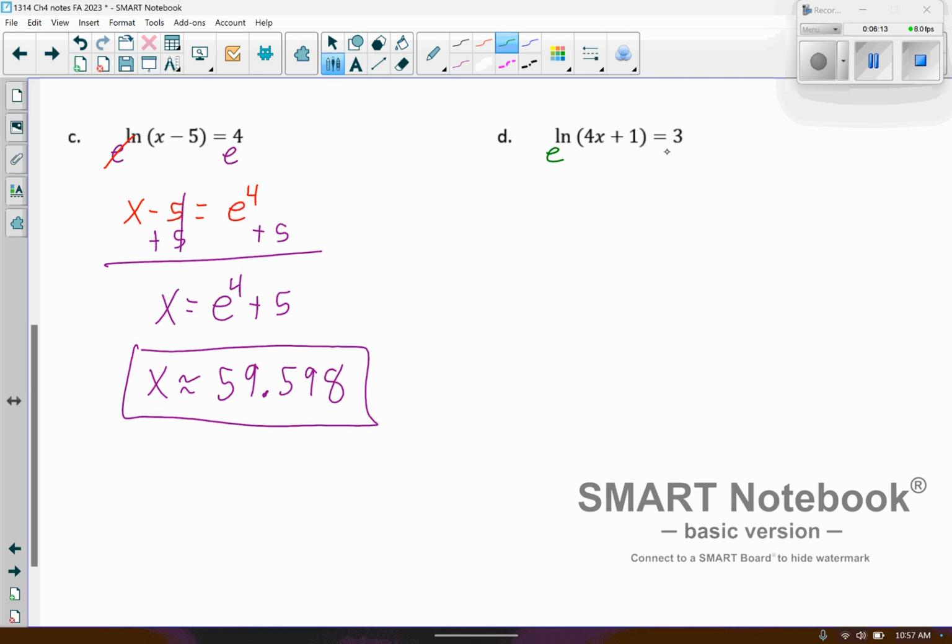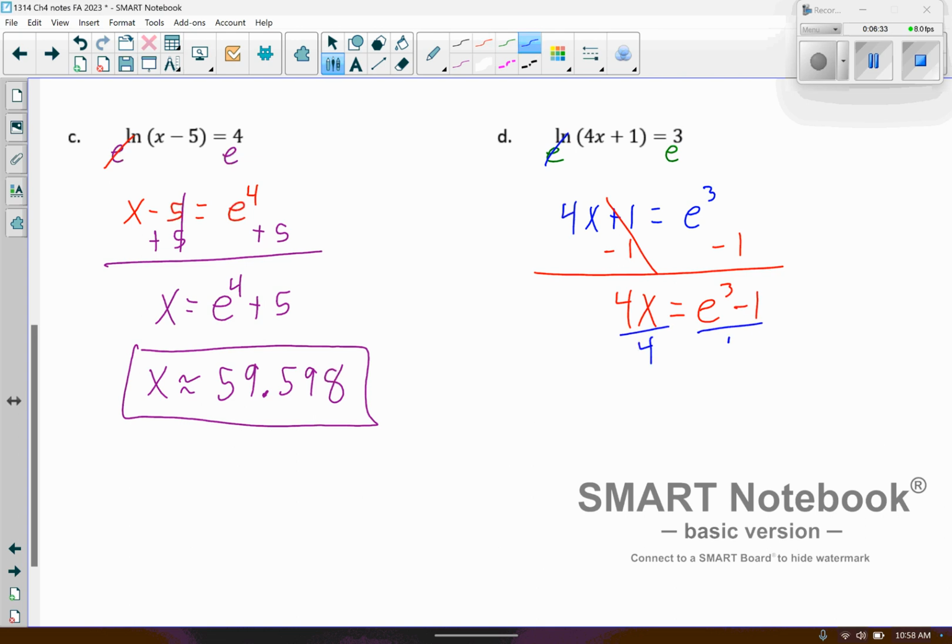And so D is going to be pretty much done the same way. So we're going to introduce a base e. And so then I can cancel that out on the left, where I'm left with 4x plus 1 equals e to the power of 3. And then we'll go ahead and subtract 1 from both sides. And then now I need to divide by 4 on both sides. And so this is my exact answer, e to the power of 3 minus 1, divided by 4.